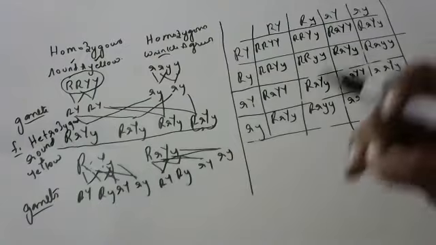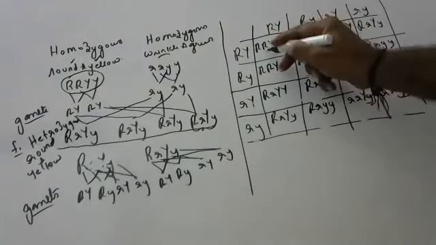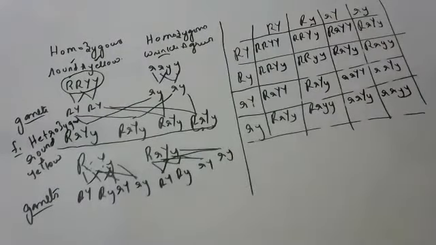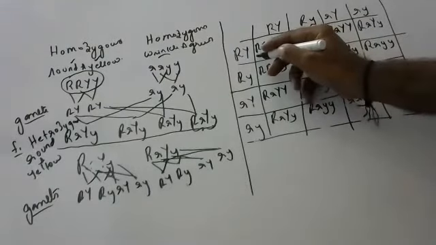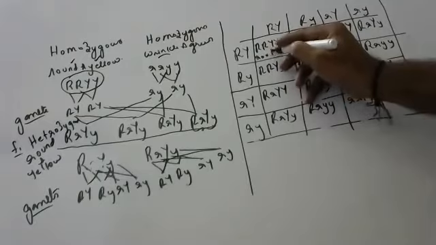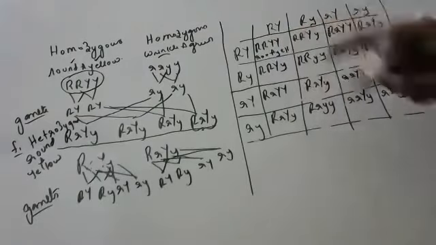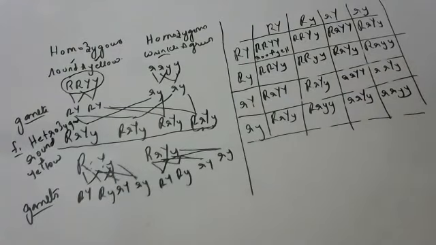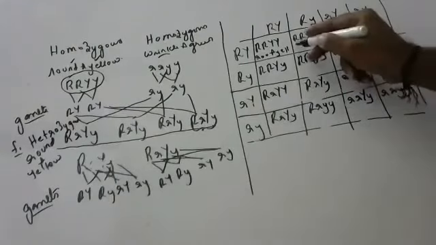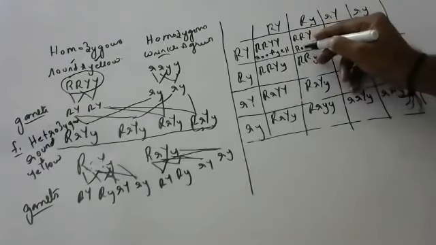Now, can anyone say what will be the characteristics of these children? Bigger, bigger, big Y, big Y. For appearance, how does it look, children? Round and yellow. Very good. Round and yellow. Can anyone tell how does this look, children, for appearance? That also is round and yellow.